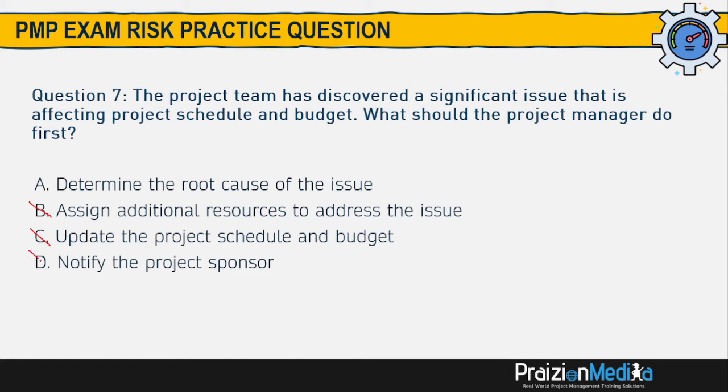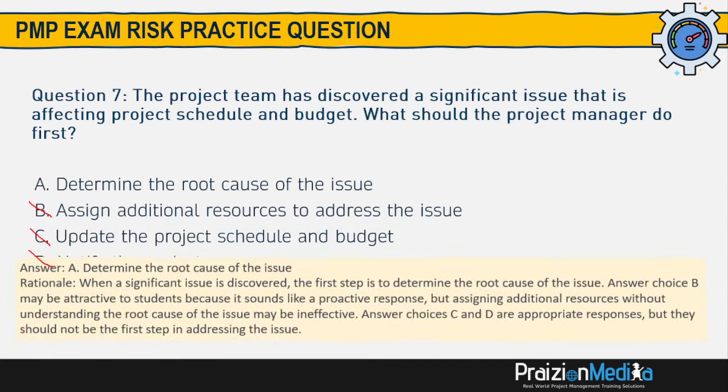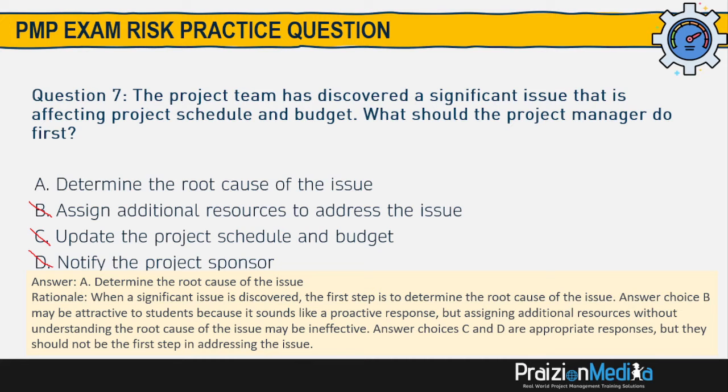And D, notify the project sponsor is like crying, mother may I. Never good options. Just notifying the project sponsor doesn't do anything. So the best option is A, determine the root cause of the issue. When a significant issue is discovered, the first step is to determine the root cause.